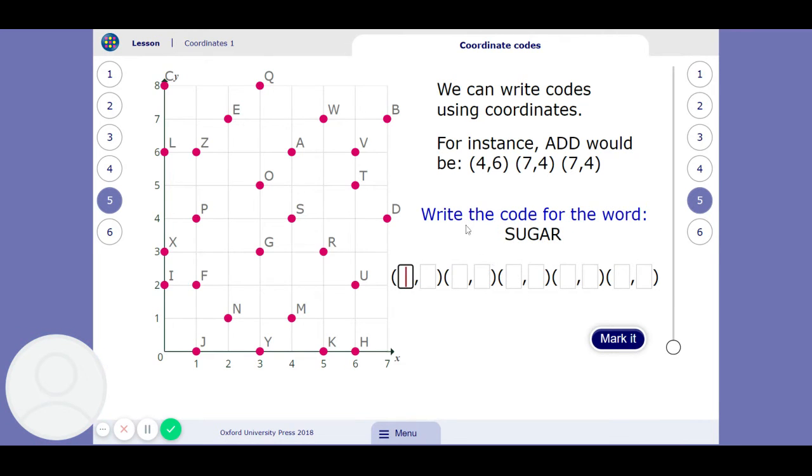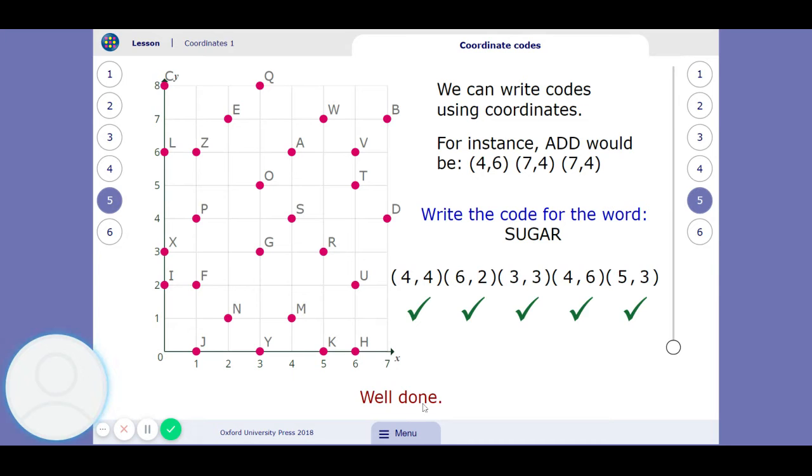And then we're going to write down the code for sugar. So S is here, 4 across, 4 up. And the U is over here, so 6 across and 2 up. And then the G is here, 3 across and 3 up. The A is here, we've used it a bunch already, so 4 across and 6 up. And the last one, the R, is 5 across and 3 up. Okay, great. So, on to number 6.